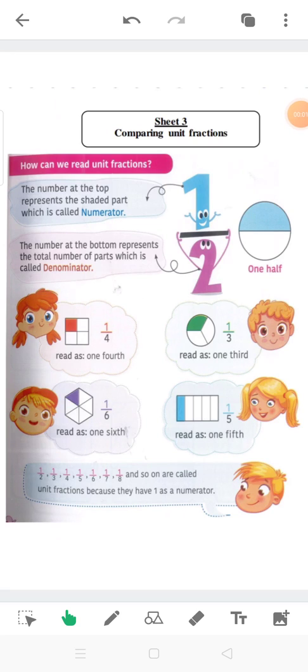Hello grade 3, hope you are fine. Today our lesson is about comparing unit fractions. Okay, how can we read unit fractions first?